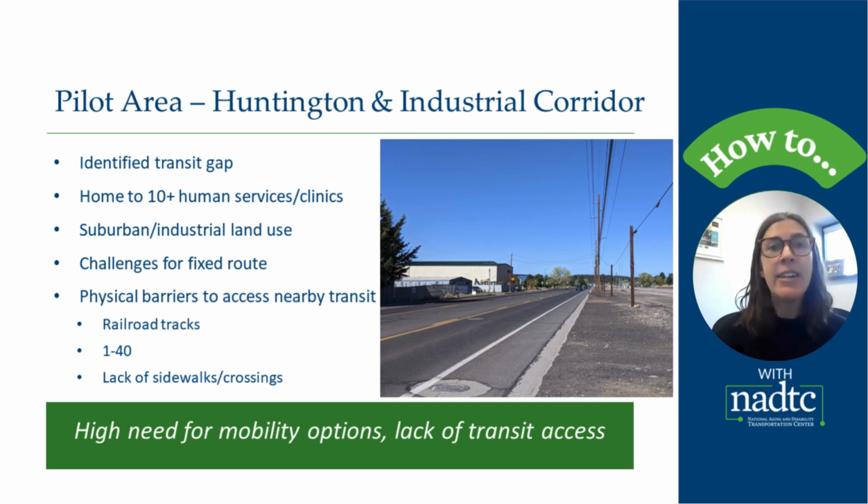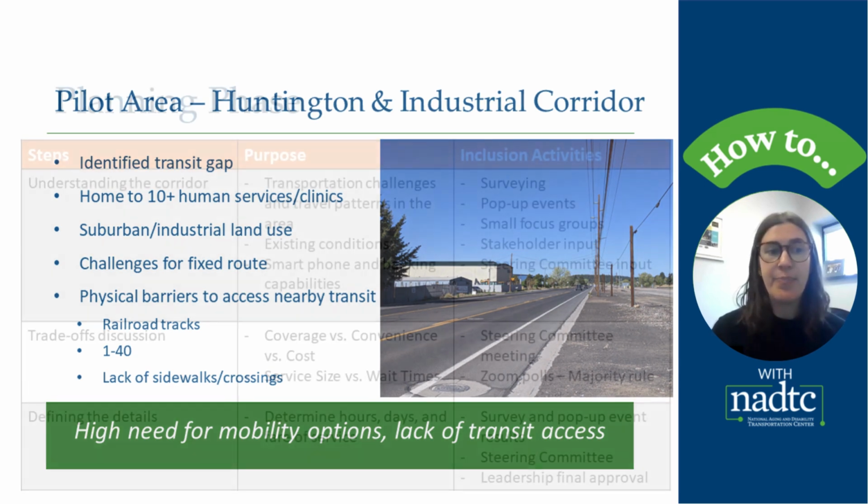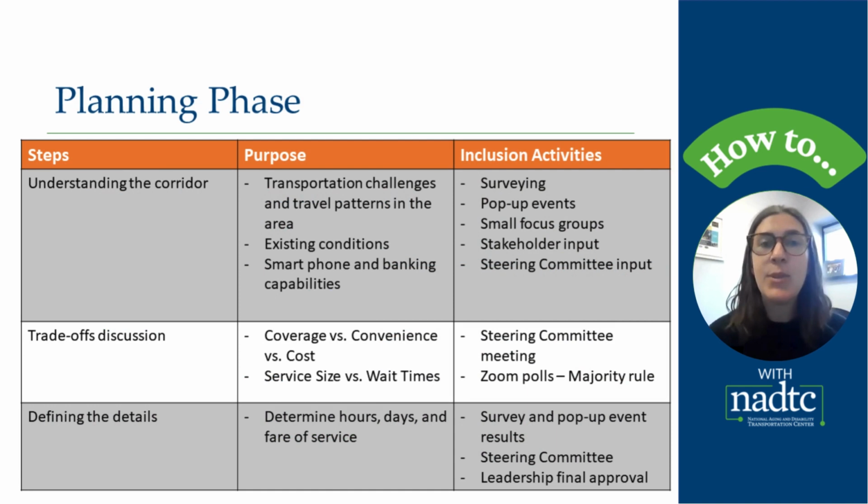So it's an area that's in need of mobility options, but due to the land use, as well as some of the physical barriers that block access to nearby transit, it's challenging to serve by fixed route. This area is actually in between railroad tracks to the north, as well as Interstate 40 to the south. So again, it makes it challenging to access nearby transit. And so for the planning phase, we really wanted to incorporate inclusive planning practices.